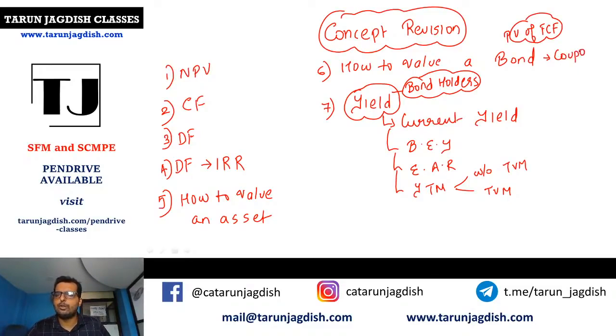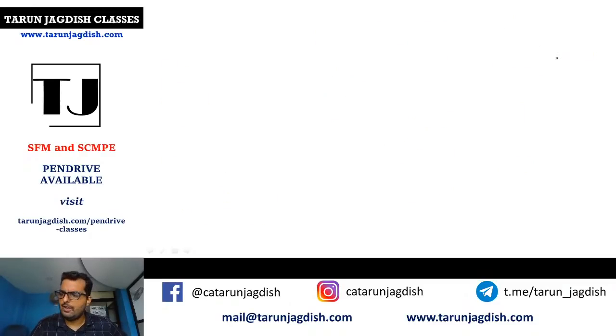A bond will generate 2 types of future cash flows. One is the coupon payment and the other one is the redemption value. Once you learn this, we learned 5 types of yield. I will quickly draw a chart so that that part is clear to you.